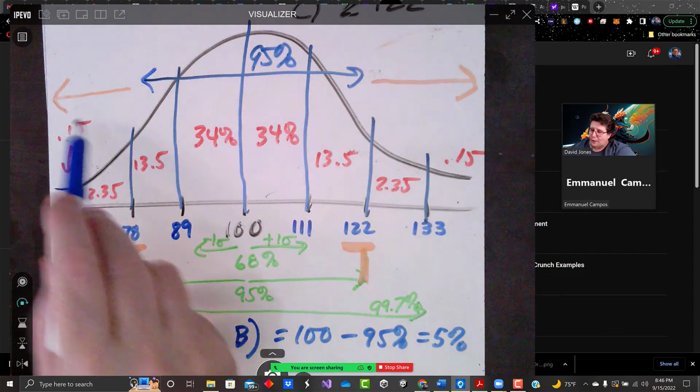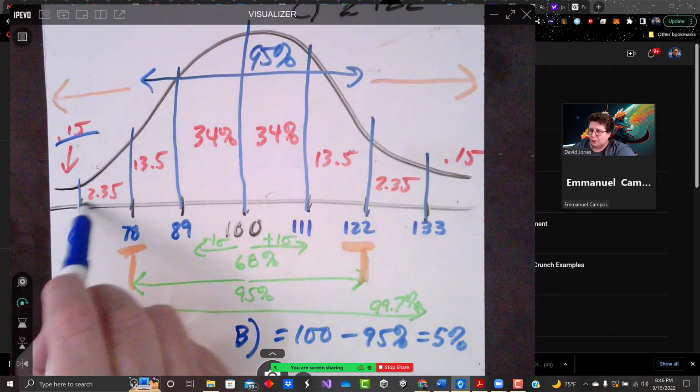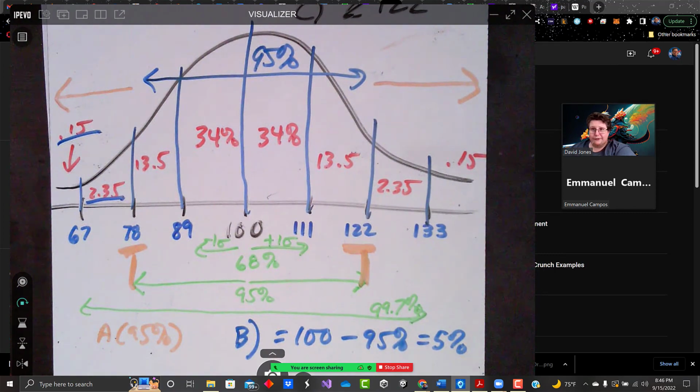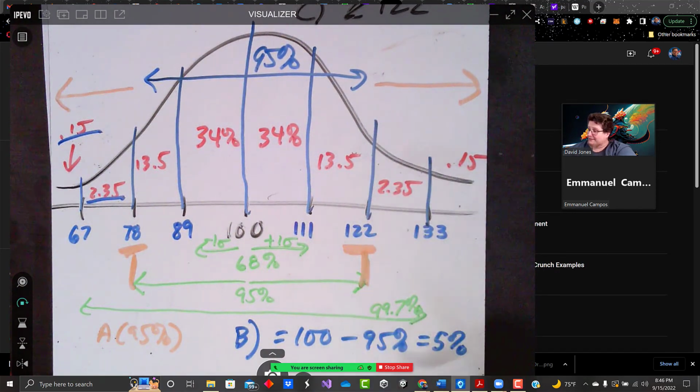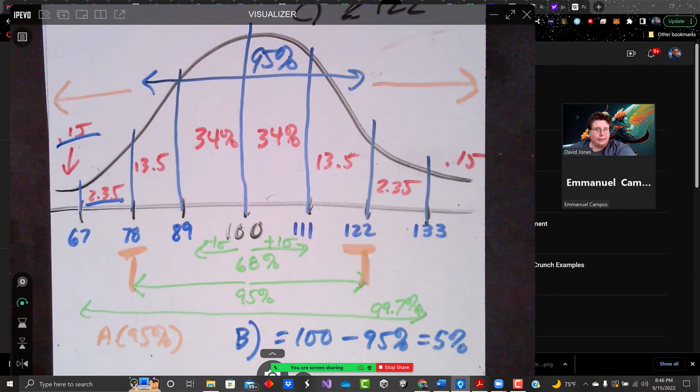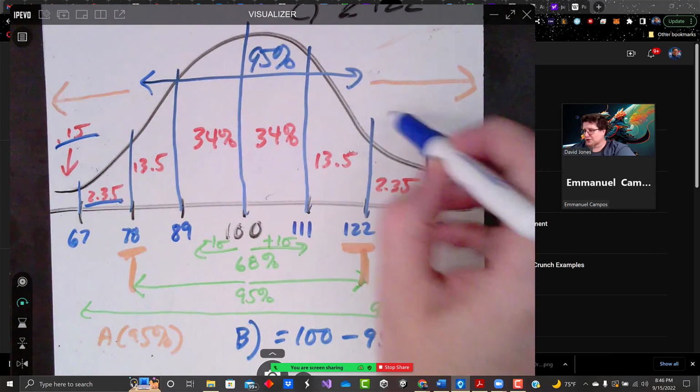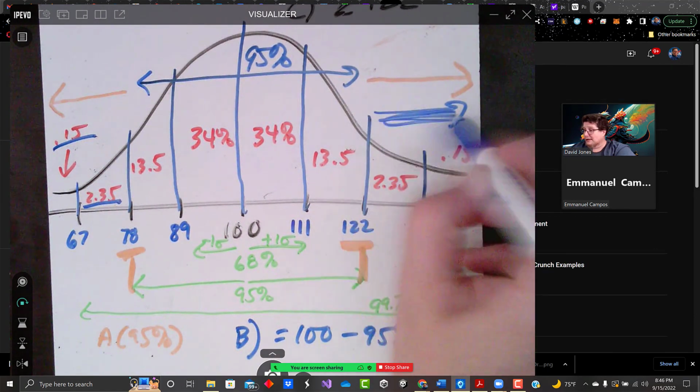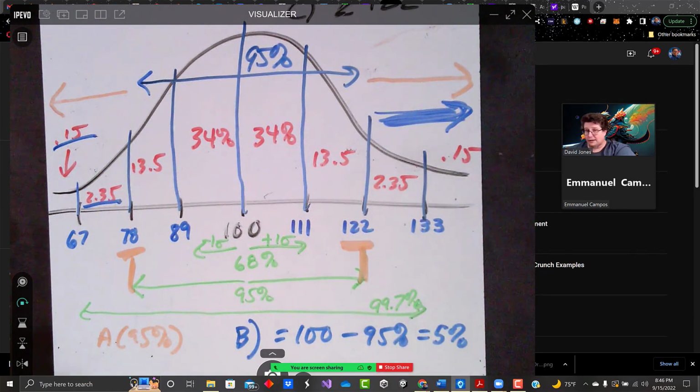You'll notice if you add these values, 0.15 plus 2.35 is 2.5, and we have 2.5 on both sides, so that's 5. You get 5 either way, but it is the complement idea. And then I think they asked you about greater than 122. You're just looking at this side right here. So that's 2.5.